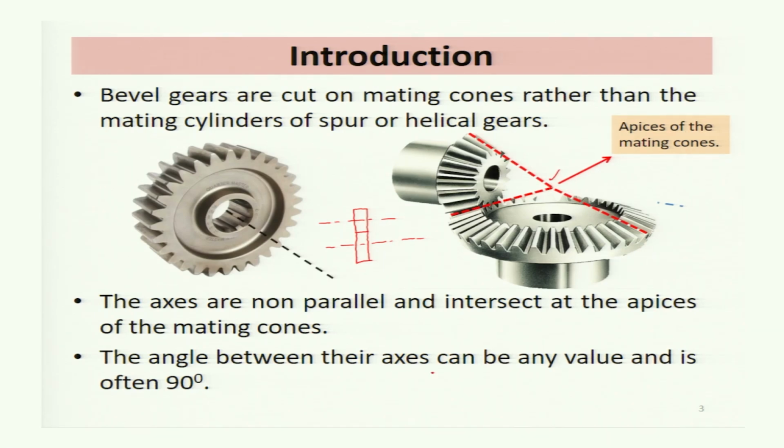Now the angle between their axes can be any value, and commonly it is 90 degrees. That means this is the axis of one shaft and this one is the axis of another shaft. So they are not parallel and they are intersecting, and the angle between the two shafts may be any. This may be 90 degrees, this may be more than 90 degrees, or it may be less than 90 degrees depending on the requirement.